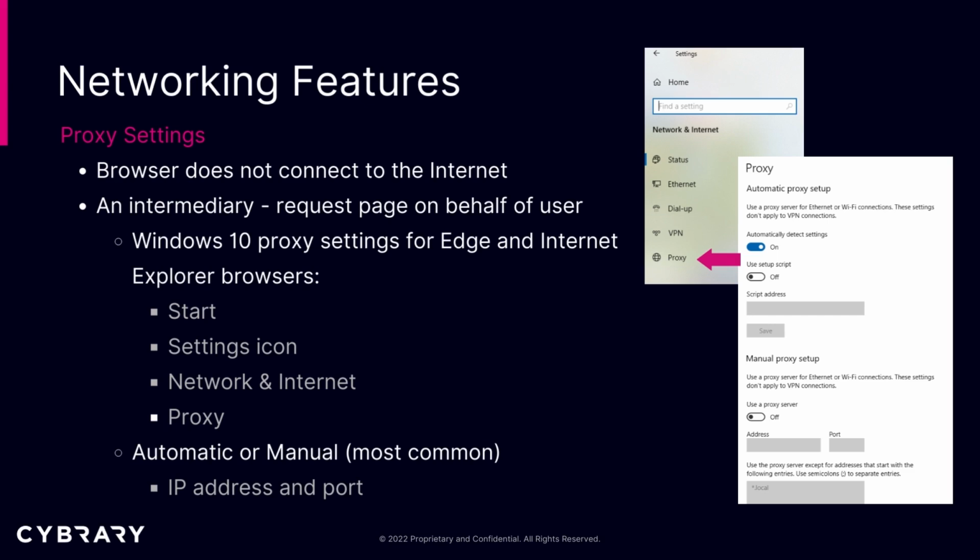So to set up a proxy, they would either be in the Edge or the Internet Explorer browser. You would go to Start, the Settings icon, Network and Internet, and Proxy. And you can do automatic or manual. Manual is the most common because you can put in the IP address and the port.